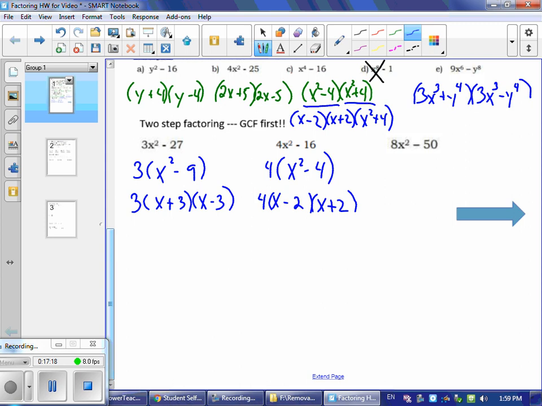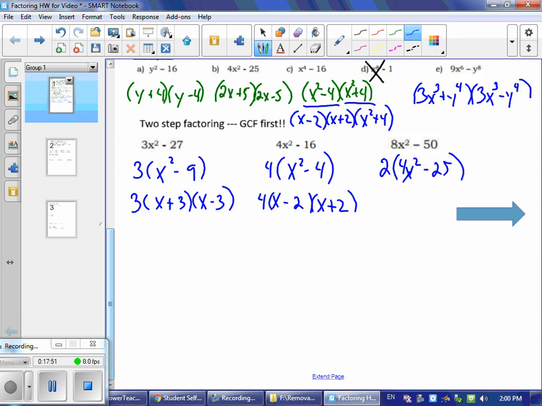And then the last one, 8x squared minus 50. Well, let's see. 8 is even, 50 is even, so I know I can factor out a 2. Does 4 go into both? 4 goes into 8, but it does not go evenly into 50. 8 itself does not go evenly into 50, so it looks like my greatest common factor is 2. 2 times, it looks like 4x squared, and then 2 times, looks like 25.